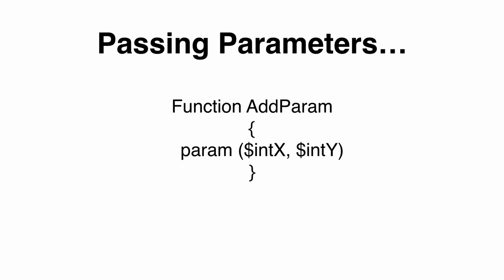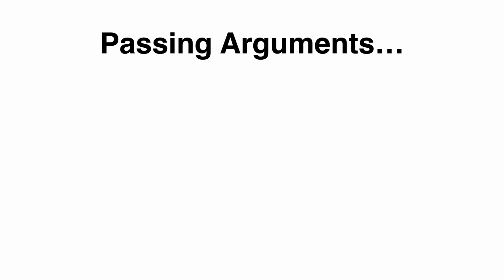In this example, our function is called add_param, and then we use the param block to specify the parameters. We can pass the parameters to our function in the same way as before. The third way is to use arguments. The arguments variable allows us to access the information specified on the command line.